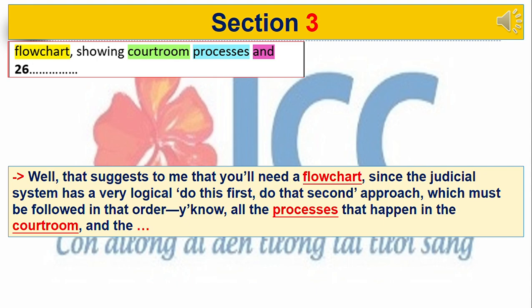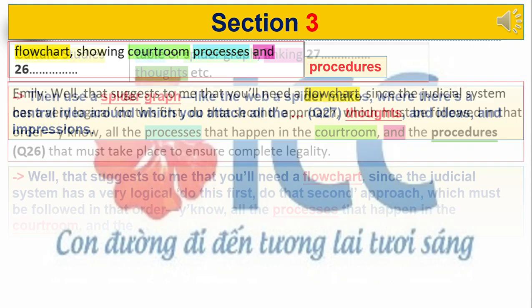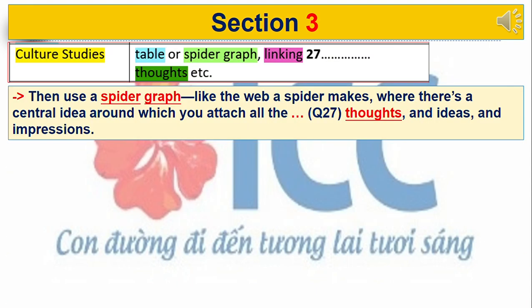But what about culture studies? That's just a mass of comparisons of different cultures. Which tells you that you'll need a table where, in tabular form, you can efficiently write down information. But often the lecture's not that simple. The professor throws in a really complex mix of ideas. Then use a spider graph, like the web a spider makes, where there's a central idea around which you attach all the associated thoughts and ideas and impressions.